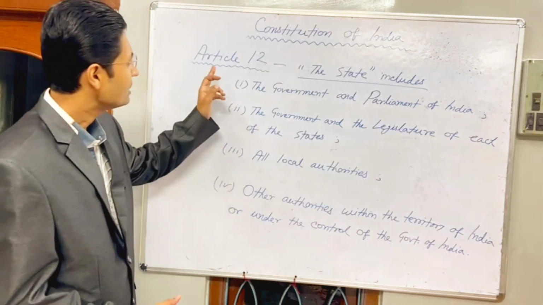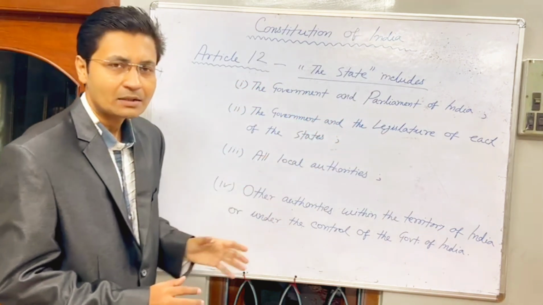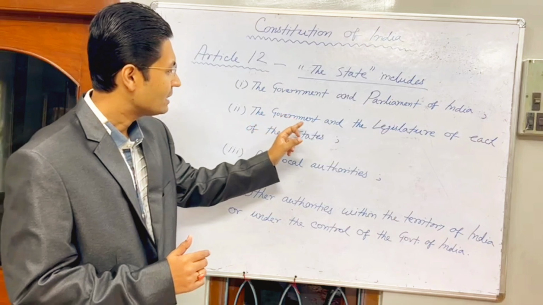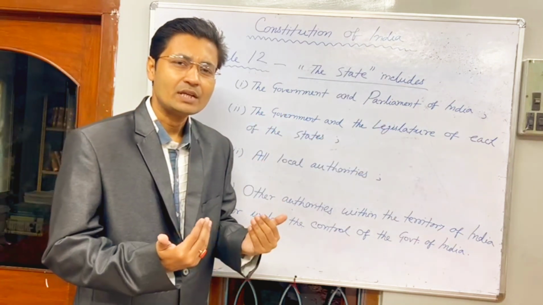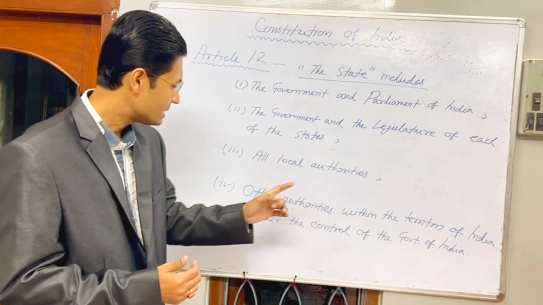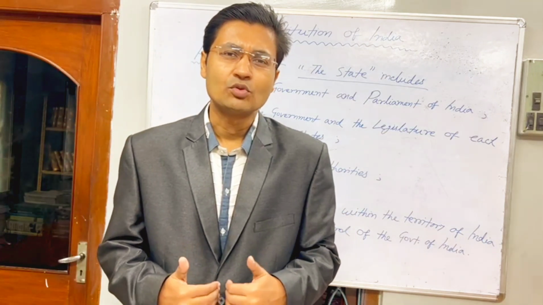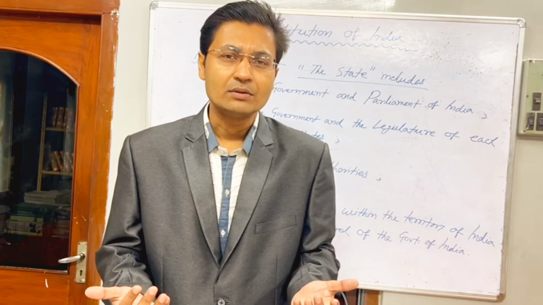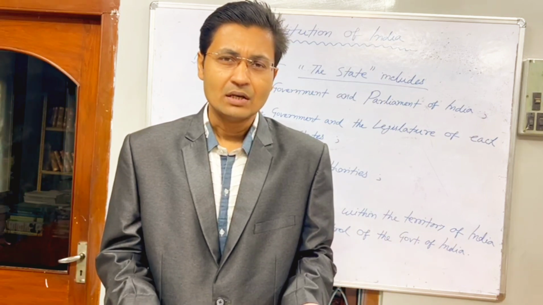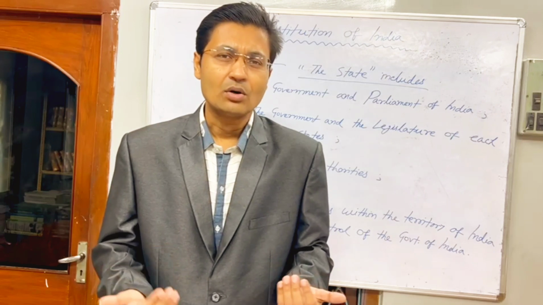Have a look at Article 12. It states that state includes the government and parliament of India, that means the executive and legislature of the union, and the government and the legislature of each of the states, that means the executive and legislature of each state, and all local authorities. So all local authorities and other authorities within the territory of India are under the control of the Government of India. Its ambit is much more elaborate, because other authority includes municipality, panchayat or police authorities or any other government or non-government bodies coming under this sector, that is, local or other authorities.